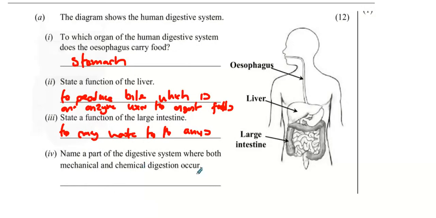Now, part of digestion where both mechanical and physical digestion occurs. Well, the obvious answer is the mouth, which uses salivary amylase in your saliva to break down sugars or food, and you can also use your teeth to break down the food. Okay, so that's the best answer for that one.